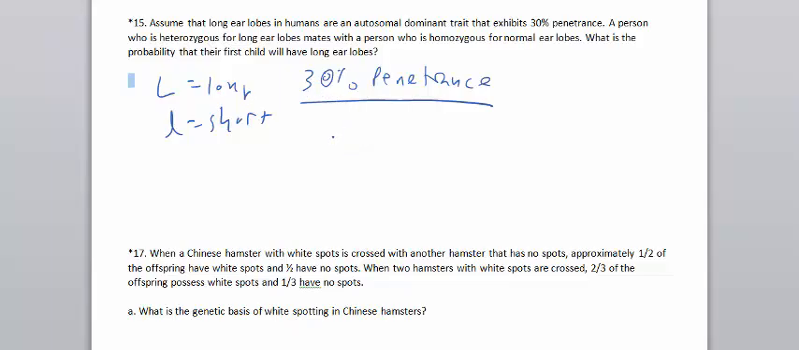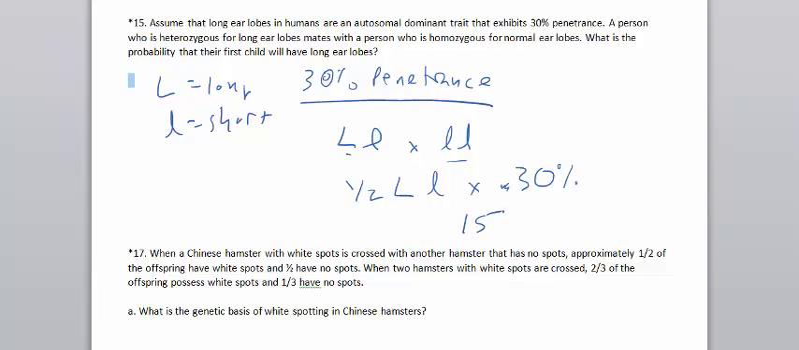And so here we have a person who's heterozygous for long ears, with a person who's homozygous for normal ears. What's the probability that their first child will have long earlobes? Well, we've got a 1/2 probability of getting a big L, because we can get either allele. That's segregation of alleles. We have to get a little l from this parent. So there's a 1/2 probability of getting the genotype, but there's only a 30% chance of getting the phenotype. So let's put that in percent. 1/2 of 30 is 15. So you have a 15% chance of the first child having long earlobes.